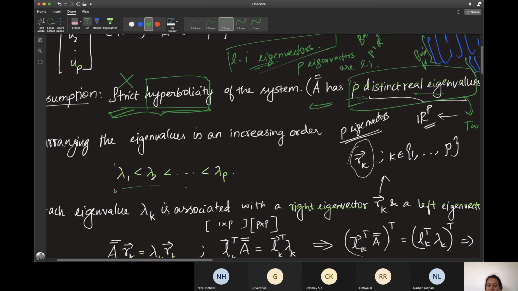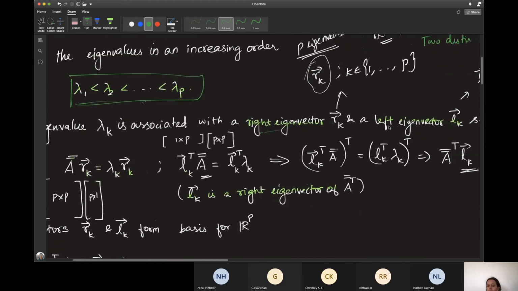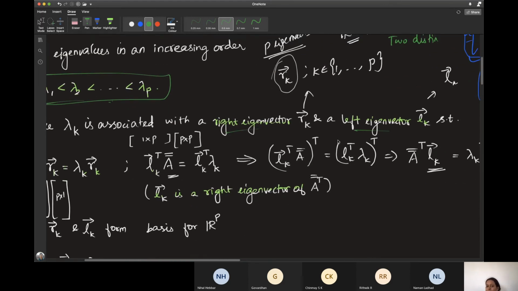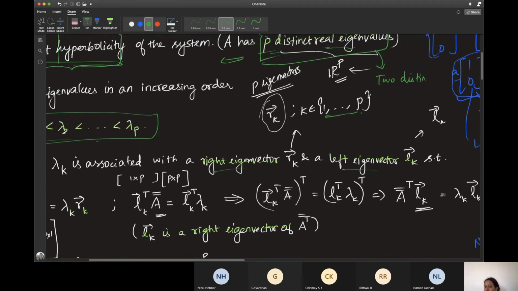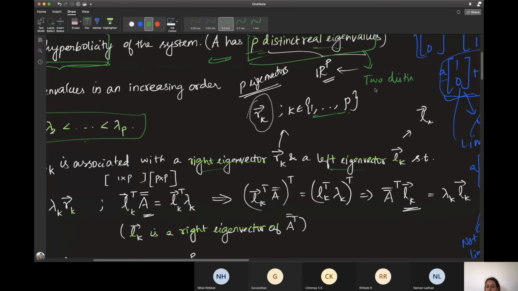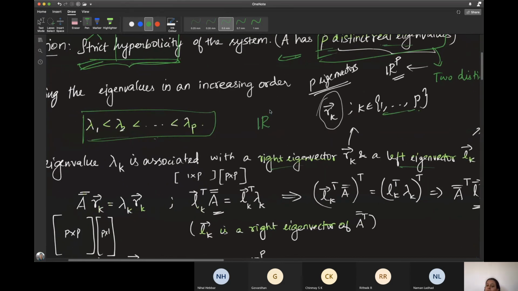Because of this distinctness, we are able to write them in some order, and we get the right eigenvector set and the left eigenvector set. Now you have p such eigenvectors, and all of them are linearly independent. Since we are working in Rp, your basis also has to be of p dimension, right? That means p linearly independent vectors will form a basis for Rp.